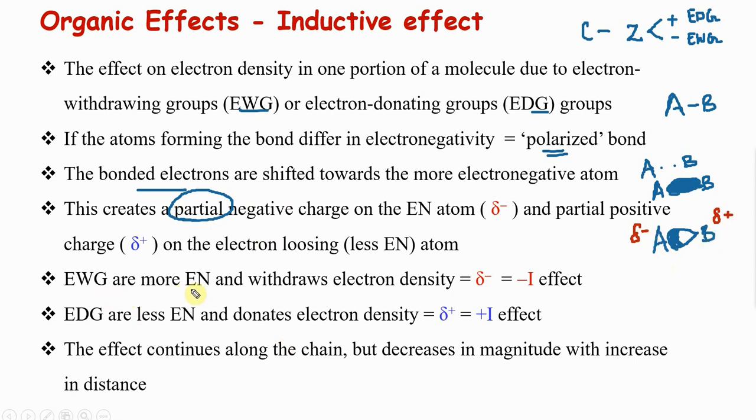Electron withdrawing groups are more electronegative, that is why they withdraw electrons. We will see electronegativity and periodicity in periodic properties. At this point, I will tell you what the electron withdrawing groups are. They withdraw the electron, hence they get a delta minus charge, and we are going to call them the minus I effect. This is what is most important.